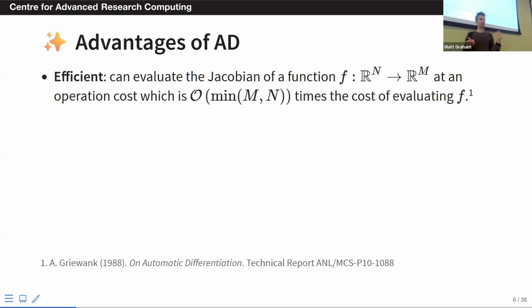So if we have a function from n inputs to m outputs, we know that we can always compute the full Jacobian of that function, the matrix of partial derivatives, at a cost which is the smaller of the number of inputs and the number of outputs, times the operation cost of evaluating the function itself. Specifically, in the context of a scalar valued function of multiple inputs, so m equal to 1, this says that we can compute the gradient of that scalar valued function at a constant factor overhead of evaluating the function itself.